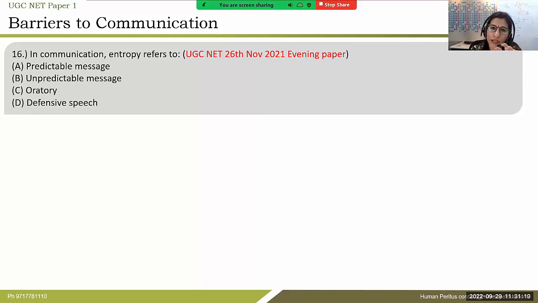Entropy is basically a general term. Sometimes it becomes a barrier also. Why? Because entropy means your message is very unpredictable. When the sender is trying to communicate a message whose nature is very unpredictable, you cannot predict what the message actually wants to convey. This leads to misinterpretation and misunderstanding. So entropy is basically unpredictable messages.